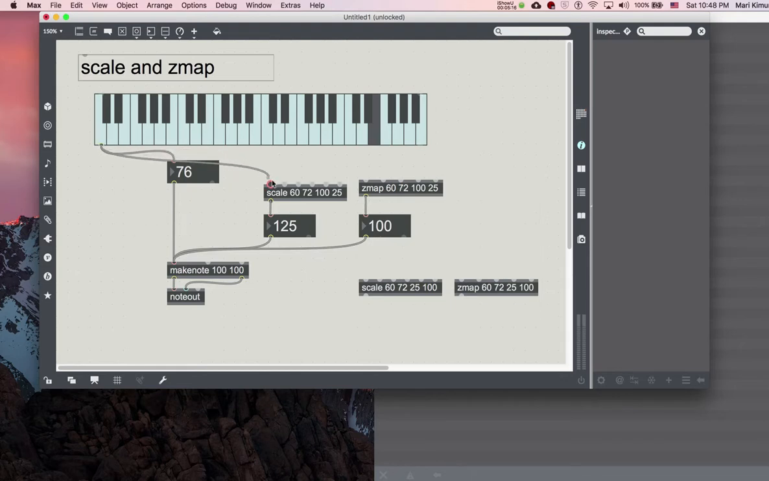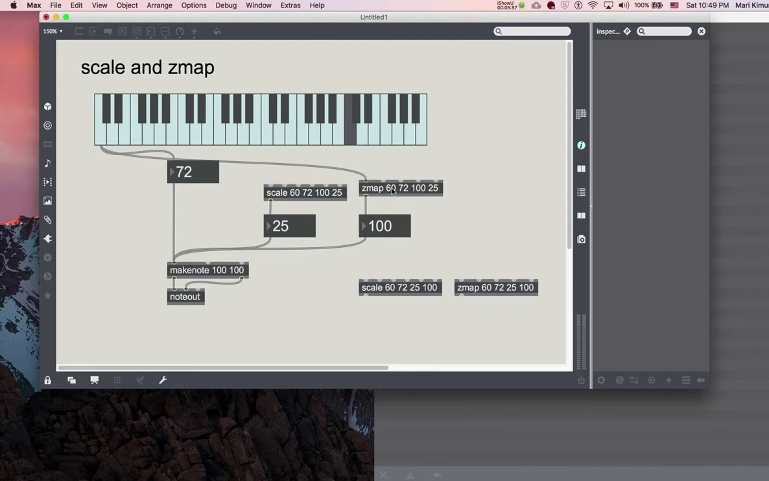So let's send it to scale here. Now C is 100 because I just reversed it, right? And as we saw, it will keep going down, down, down. Right? Keep scaling beyond here, right? It's too high. Right? Okay, so let's try with the zmap.